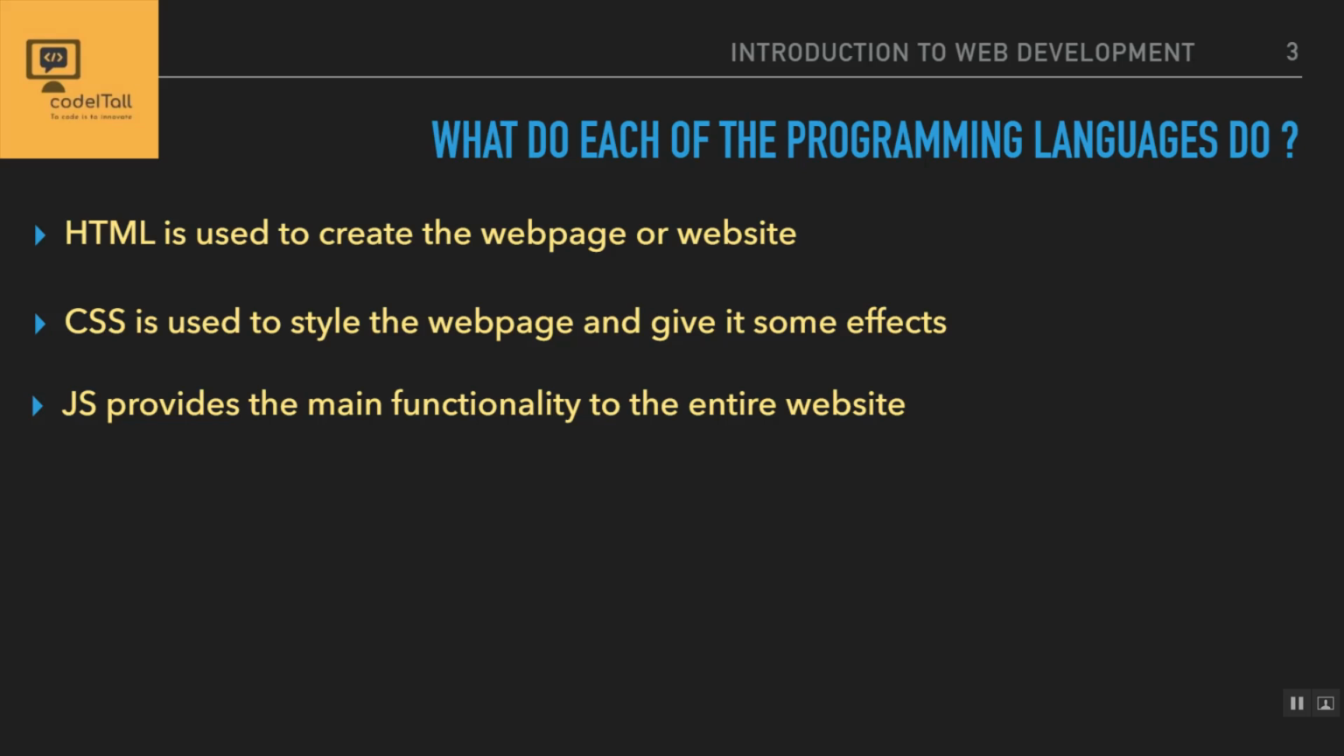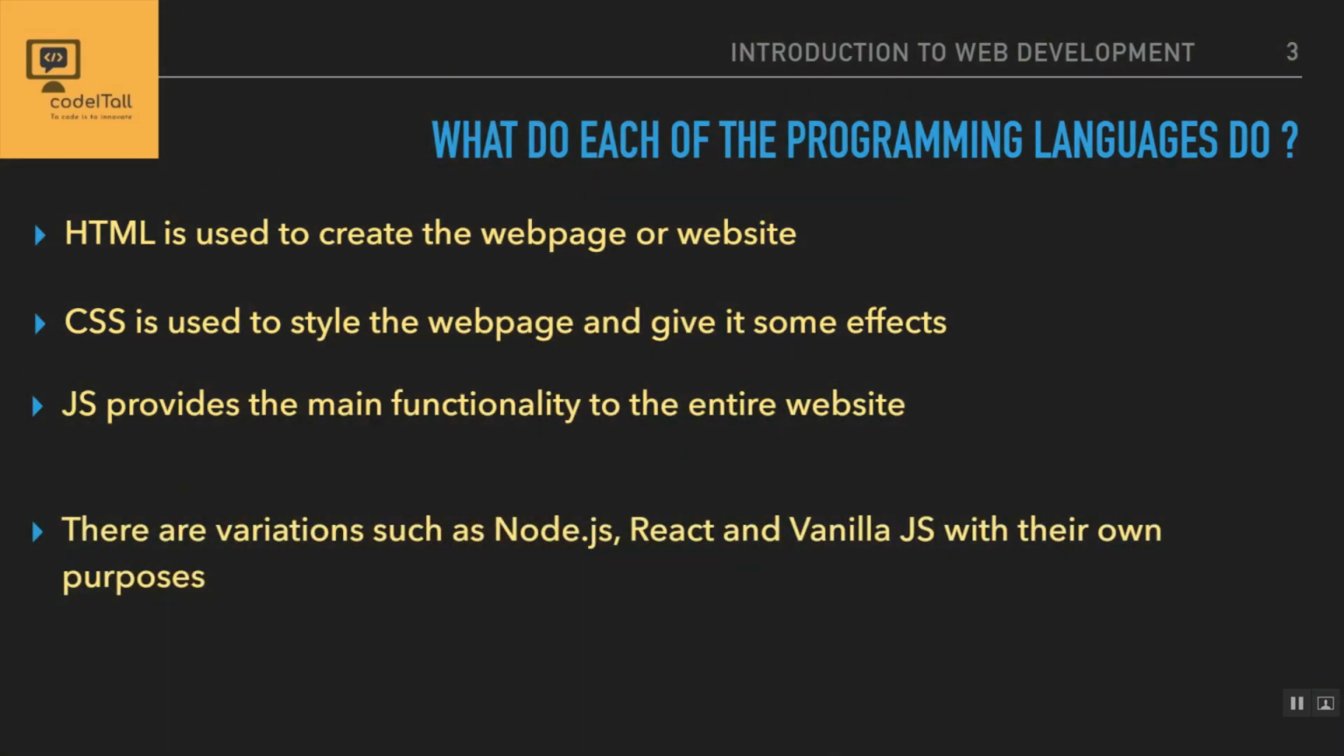JavaScript is the other language you're going to be working with. It provides the main functionality to the website, such as what functions are going to be called when you pull data from an API, or what sort of callback is going to be called after you press a button. What is the event listener that we're going to be using? Those sort of functions, the main functionality of the website, are going to be given by my man JavaScript. There are variations of JavaScript such as Node.js, React, and Vanilla.js with their own purposes. They're not too different, but they have their differences, and they're really amazing and fun to use. So we're going to be covering all of them. It's not going to be tedious, okay? You're going to love it by the end, I promise you that.